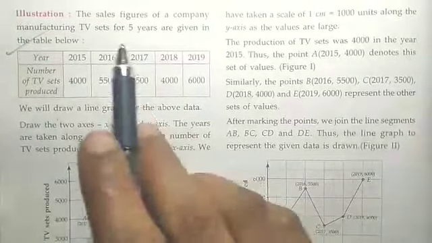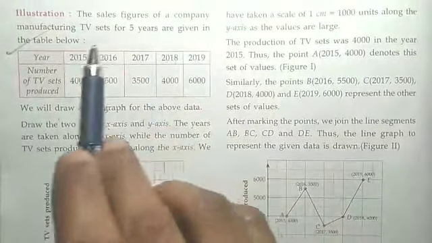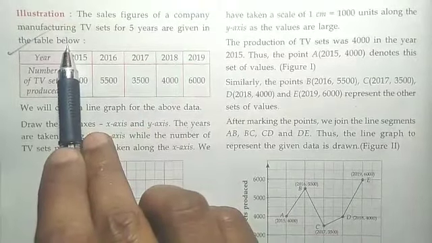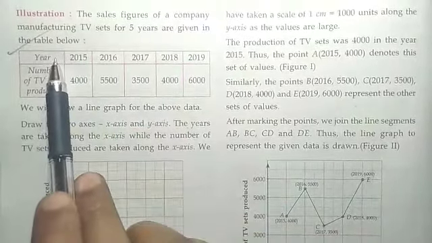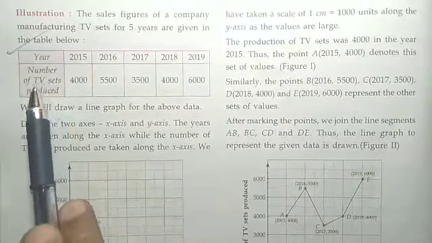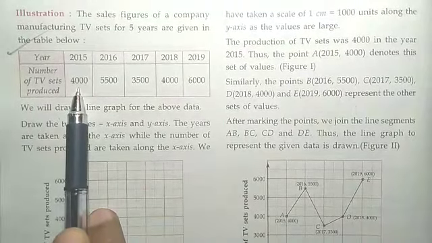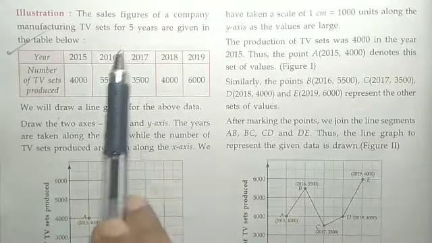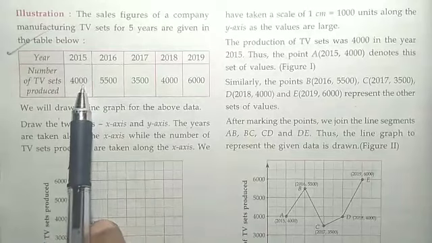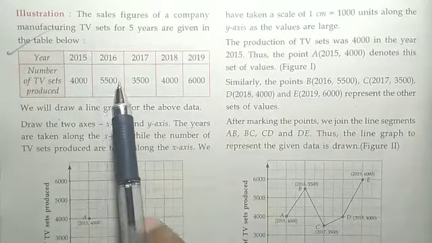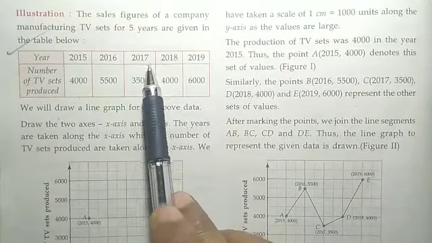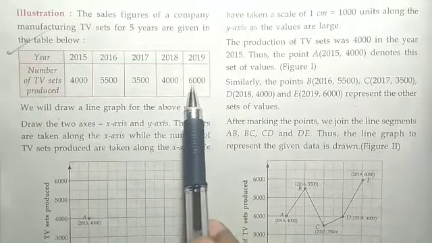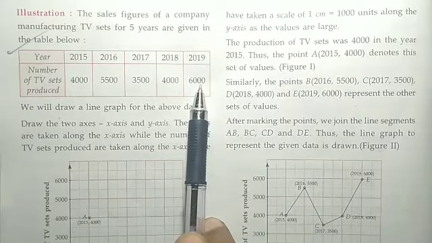Here is an example. The sales figures of a company manufacturing TV sets for 5 years are given in the table below. Year 2015, number of TV sets produced 4,000. 2016, 5,500 sets. 2017, 3,500 sets. 2018, 4,000 sets. 2019, 6,000 TV sets.